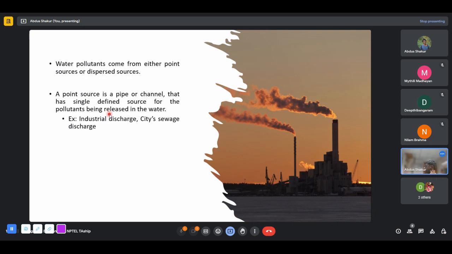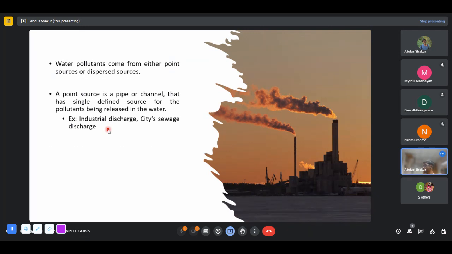You can say, this is the source of this pollutant that is coming into this water body, and this is happening at this point. Like for instance, industrial discharge. You have these specific huge pipes that discharge some chemicals into them. So that's how you can pinpoint and find out. Even city sewage discharge all enters the water body at a single point, and you can identify that point properly.